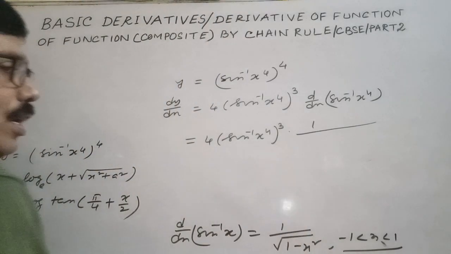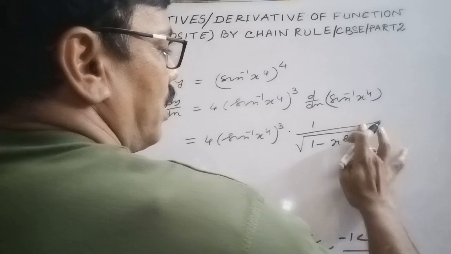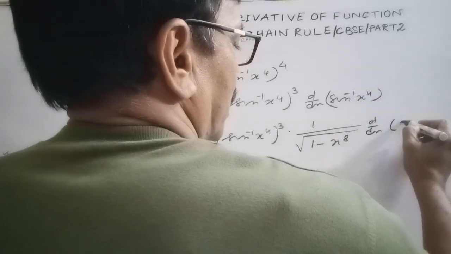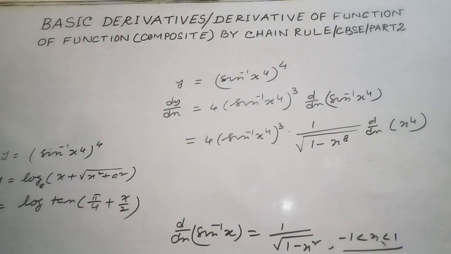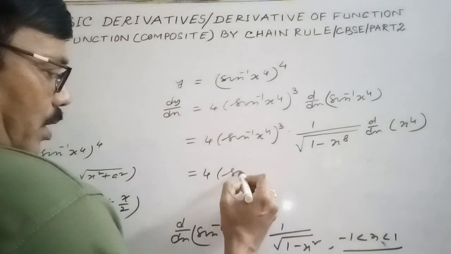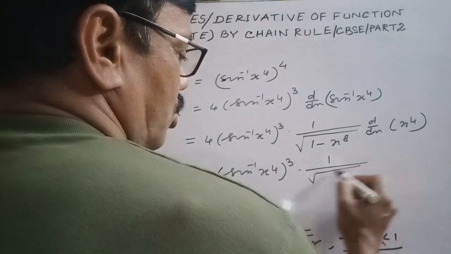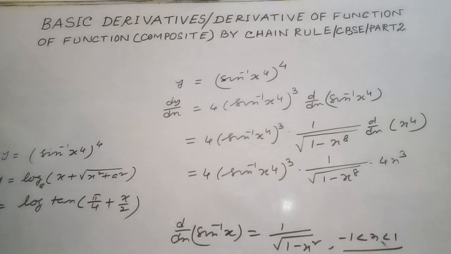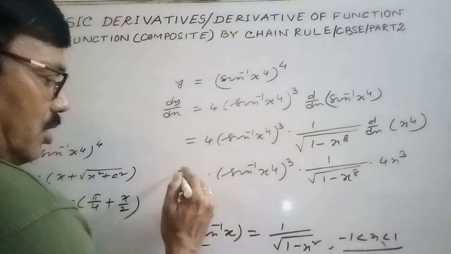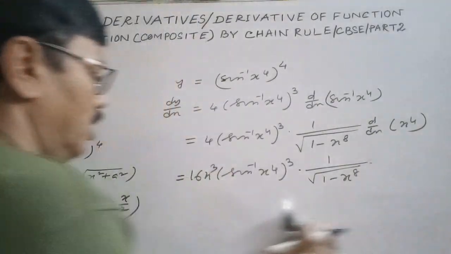So using this principle, here x is replaced by x to the power 4. So x to the power 8, and d dx of x to the power 4. This should be noted: the argument is x to the power 4. So 4 into sine inverse x to the power 4, power is 3, this one unchanged, into 4x cube. So simplifying, you get the result. 4 into 4, this is 16x cube, 16x cube into this one.